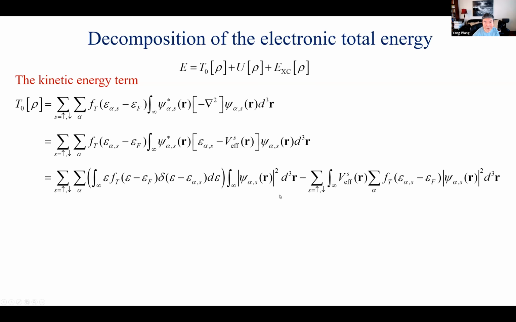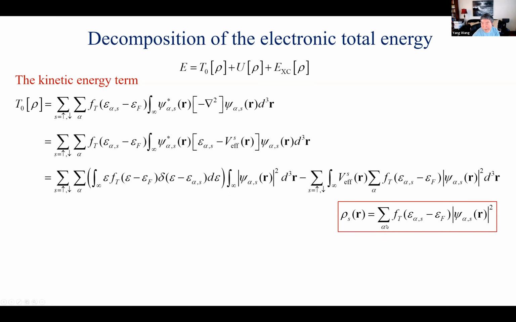Then you just break that into two terms. What you can do is write these things as an integration over epsilon. We put a delta function here, right? I'm not breaking the algebra. All I have to do is replace this delta function. Okay, you see that? The second term is here. So this is just rearranging the algebra.